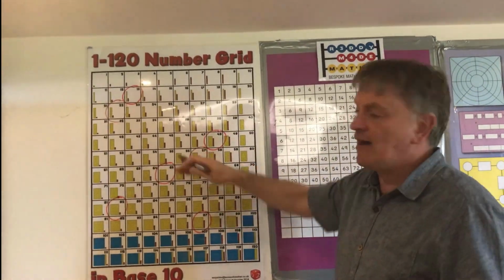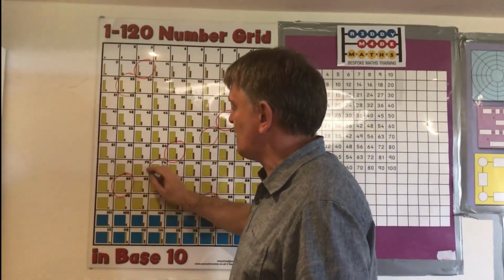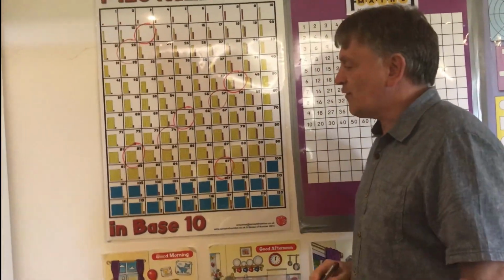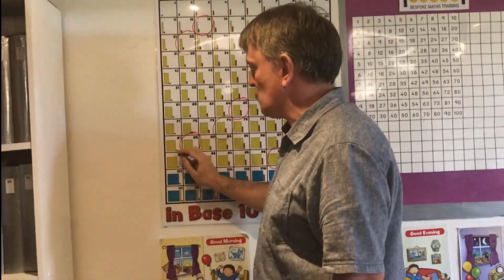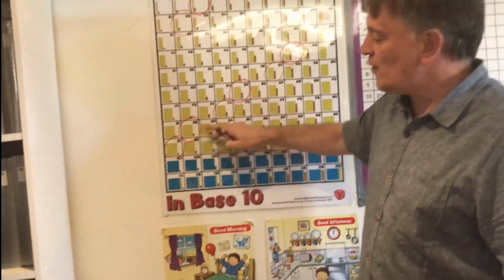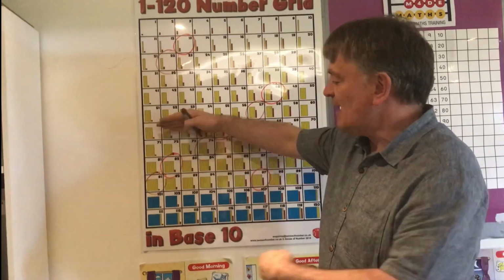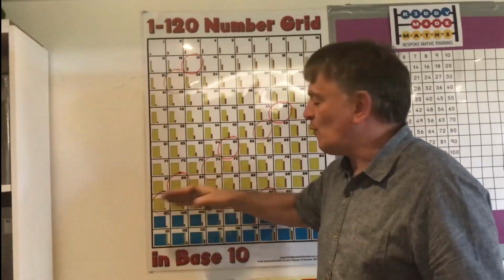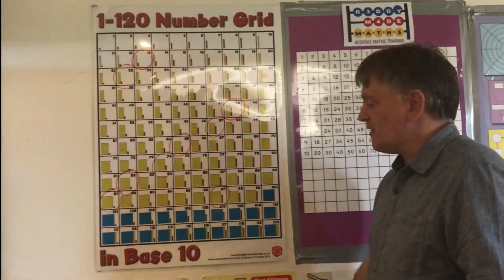Add 10, take 1. 65 add 9. 65 add 10 is 75. And take 1. 74. 82 add 9. 82 add 10 is 92. Take 1. That's 91. 8 10s and 2 1s. 9 10s and 1 1. So each time we can see that what's happened is the 10s have gone up by 1 and the 1s have gone down by 1 because we've actually really added 1 less than 10.